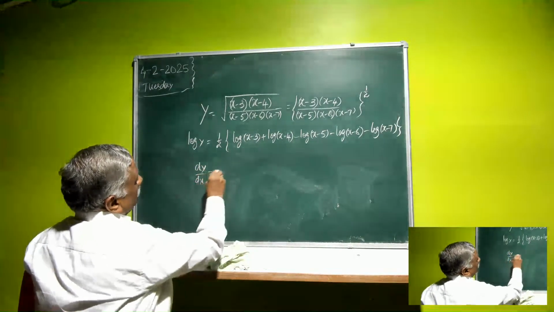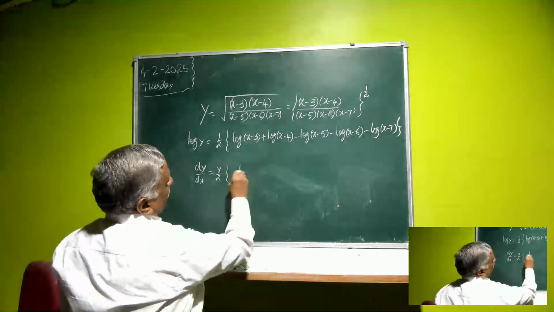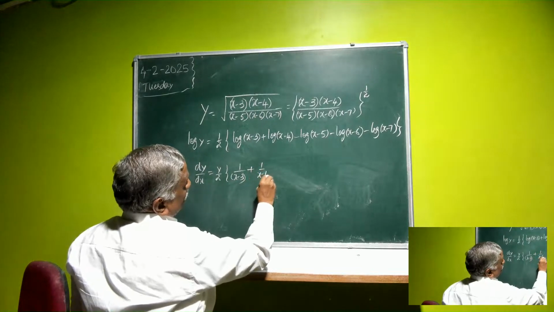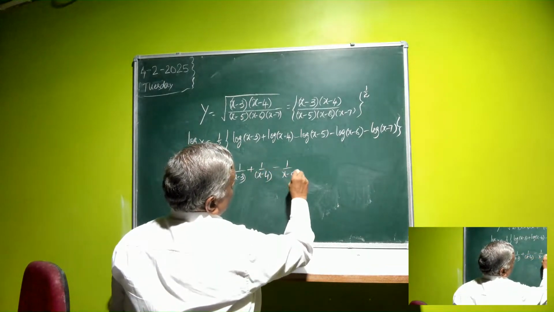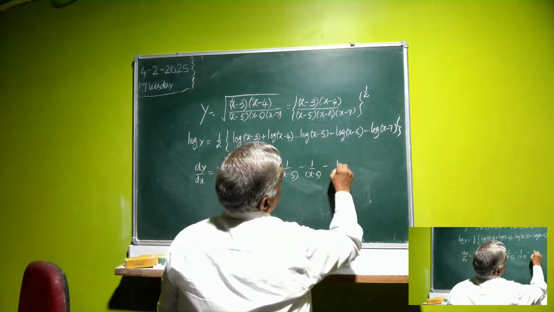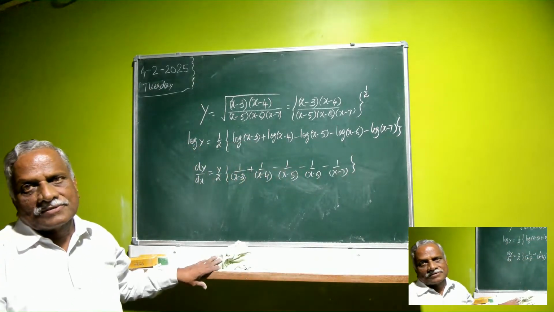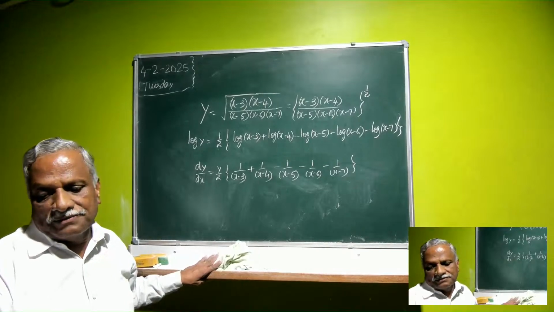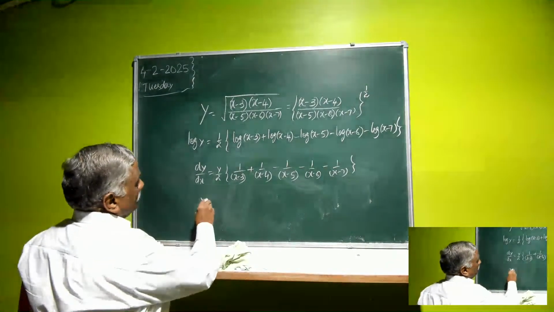Now, what is our answer? dy by dx is equal to y by 2 into 1 over x minus 3 plus 1 over x minus 4 minus 1 over x minus 5 minus 1 over x minus 6 minus 1 over x minus 7. Normally this problem carries 4 marks in examination. I've taken a simple problem. I'll take one more problem of the same type.